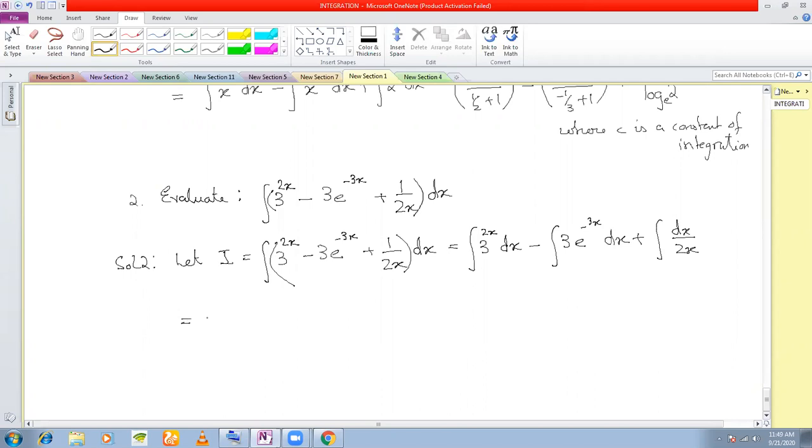So now this can be written as integral 3 to the power of 2x dx. Now 3 is a constant, so you can take it out of the integration. This is 3 integral e to the power of minus 3x dx plus, now see here, integral dx by 2x. You can write half outside the integration and write this as dx by x. See whether you understood this step.